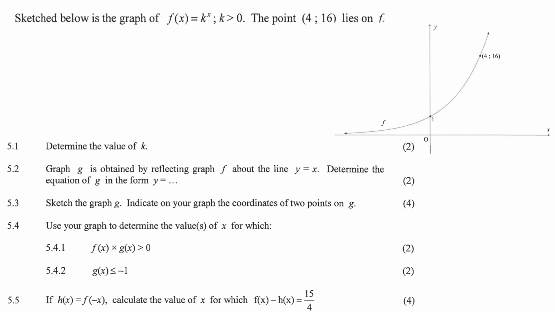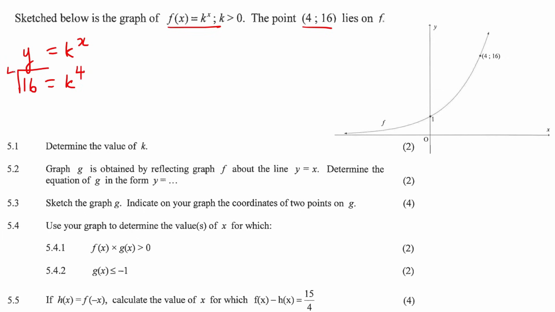Sketched below is the graph of f, which is an exponential graph we can see. The point (4; 16) lies on f. Determine the value of k. That's very easy. Because we have a point, we can just substitute it in. So we know that y is equal to k to the x. So we can now fill in y as 16 and x as 4.